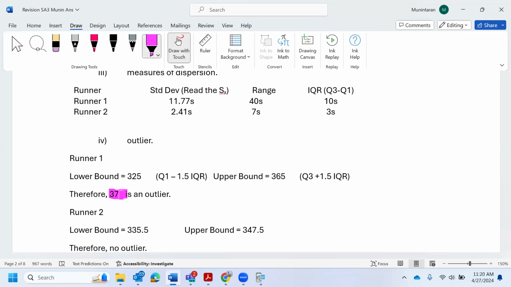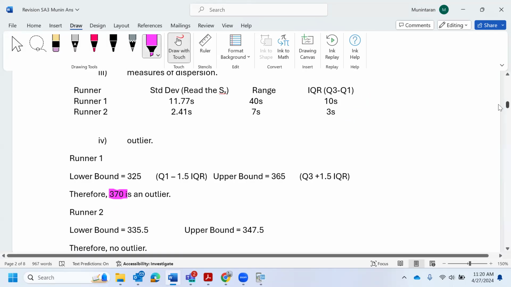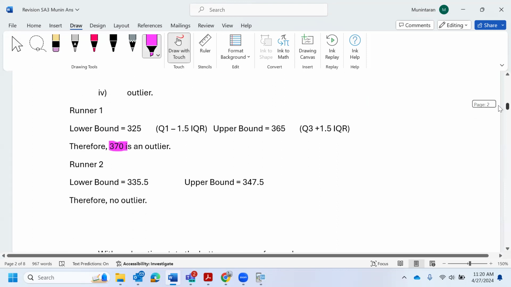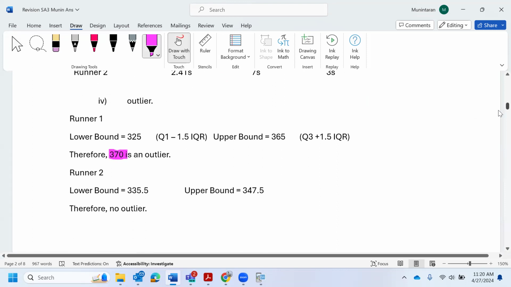For data 2, or runner 2, do the same thing, repeating the formula, and you have all the data within the bound, so no outliers. All right, there's no outlier. You must state no outlier. Don't leave it empty, because you do not know what your empty means.